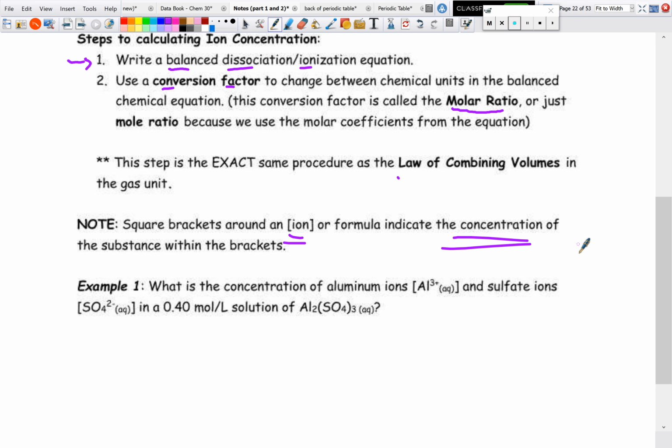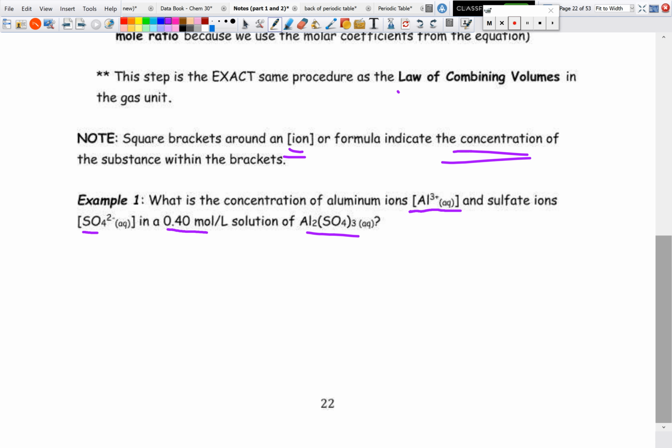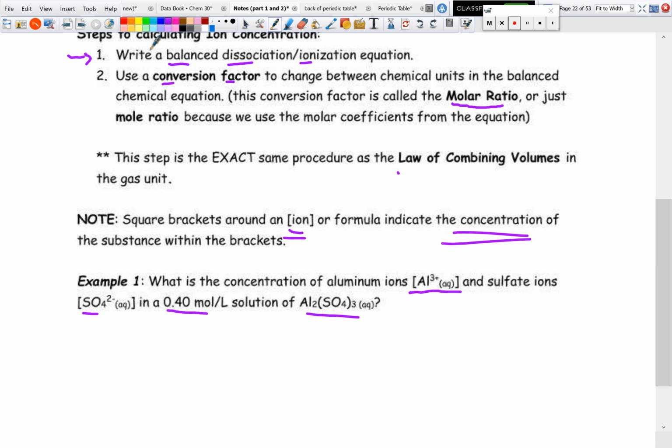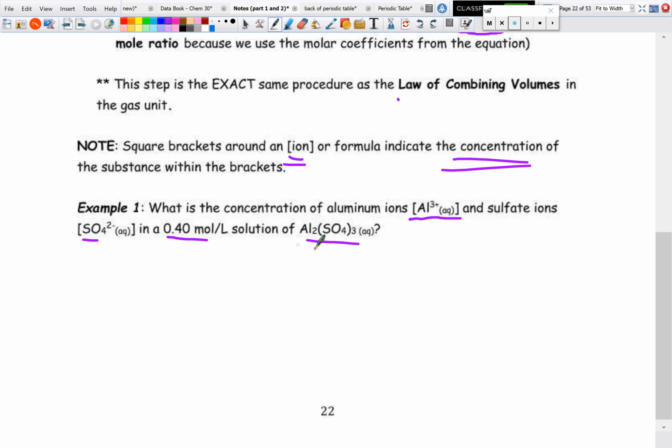So instead of writing out concentration every single time, we'll see, what is the concentration of aluminum ions. That's how we represent the concentration of aluminum ions right here, and sulfate ions in a 0.4 moles per liter solution of aluminum sulfate. First step, as we said, we need to write out the balanced dissociation or ionization equation. So we have aluminum sulfate right here, and it's asking for the concentration of the ions. So my first step is the balanced dissociation equation.